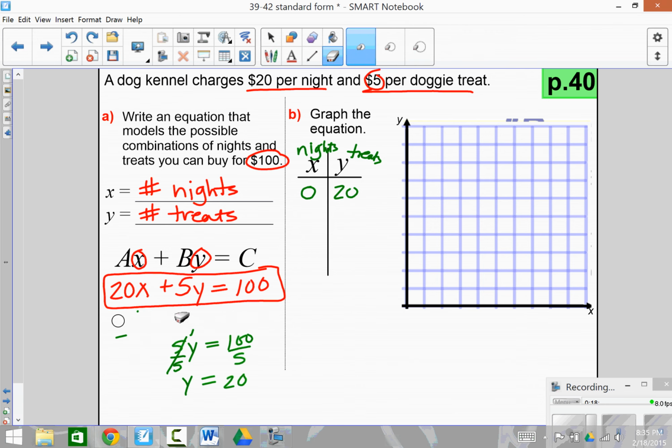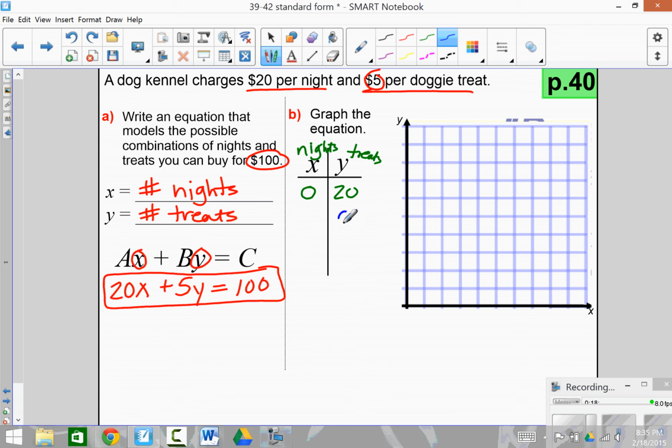So I'm going to erase this. And let's do the other extreme. Let's pretend we don't want to buy any treats, 0 treats. So I want to know how many nights I can spend total at this doggy kennel if I have $100. So because I have 0 treats, I'm going to have 20x plus 5y. My y is treats. I'm going to plug in a 0 for my y. And let's go ahead and solve for x.